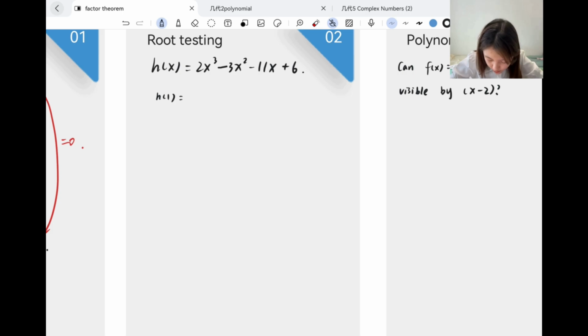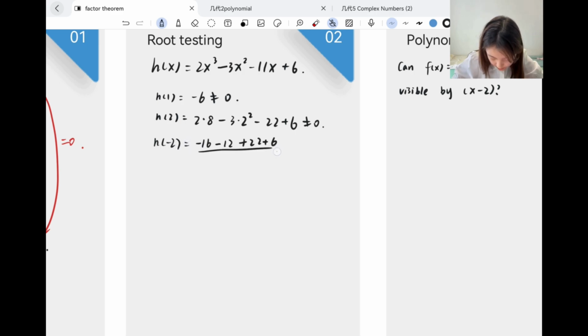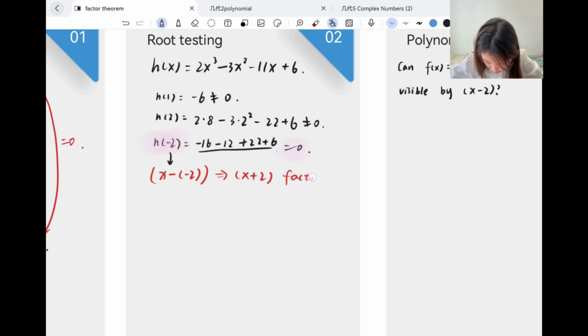If x equals 1, then it equals minus 6, not 0, and we try 2. It will not be 0 either. Okay, let's try maybe minus 2. We find it. x equals minus 2 is a root of this equation. So x plus 2 is a factor of this polynomial by the factor theorem.